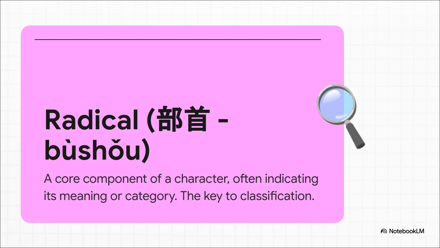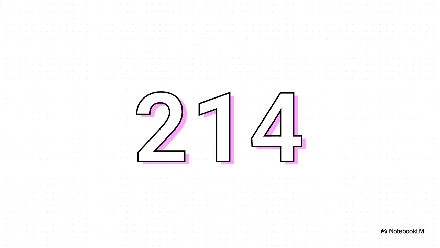And here's the best part. The radical often gives you a massive clue about what the character actually means. So, how many of these Lego bricks, these radicals, are there? Well, the standard set has 214. Now, I know 214 might sound like a lot, but think about it. Learning 214 pieces unlocks a vocabulary of thousands of characters. It's a pretty good deal.